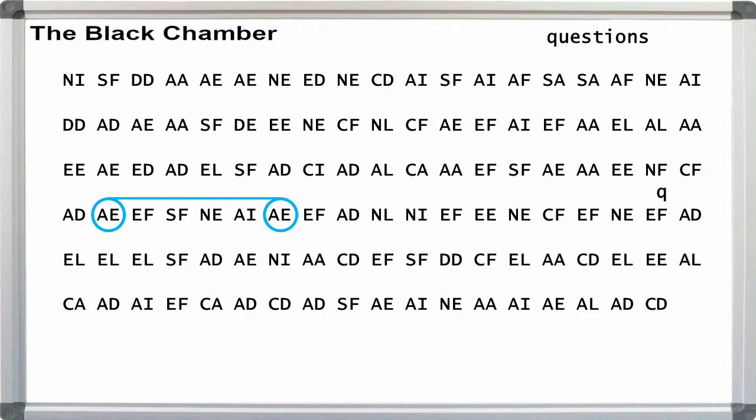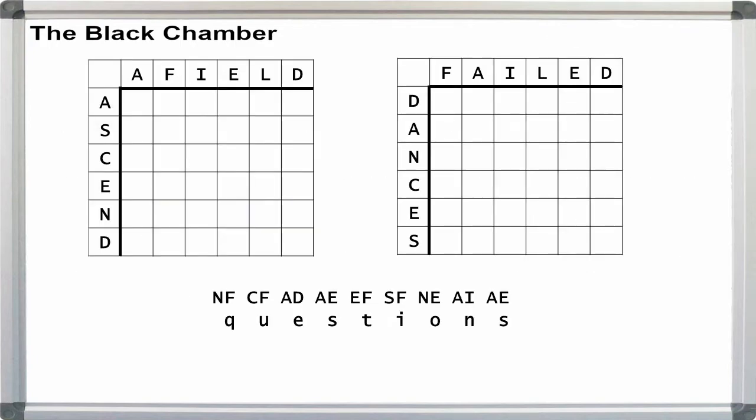Filling in questions in the one place it will fit. Filling in the squares, we have NF is Q, CF is U, AD is E, AE is S, EF is T, SF is I, NE is O, AI is N, and we already have AE. It's a little bit early to make any definitive statements about the alphabet keyword or the on-by route.